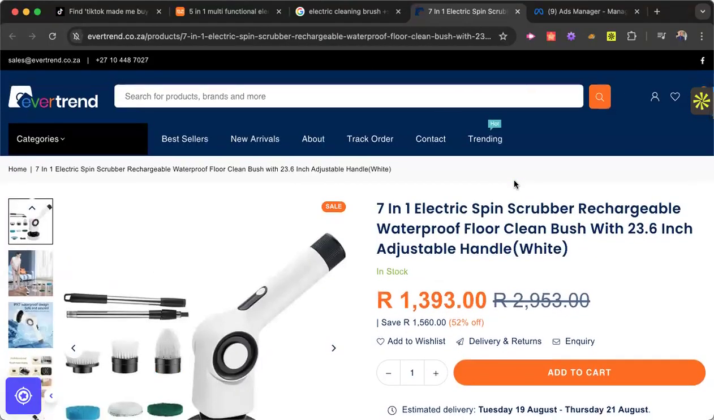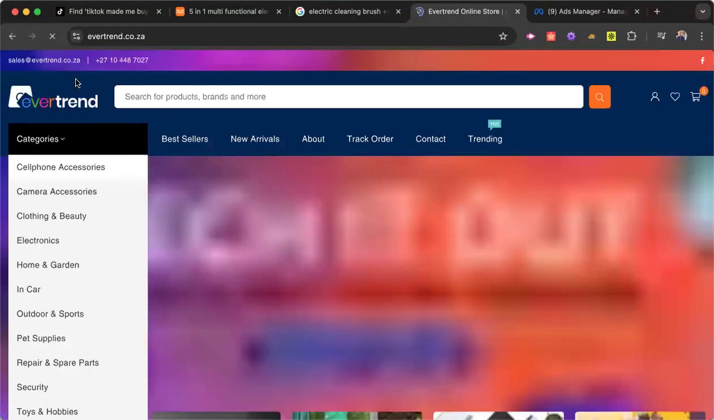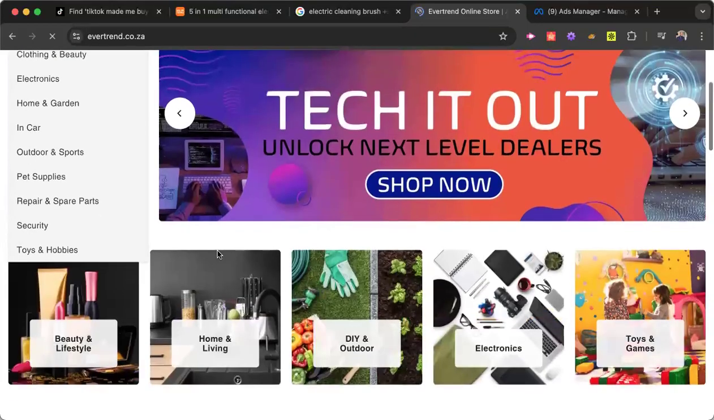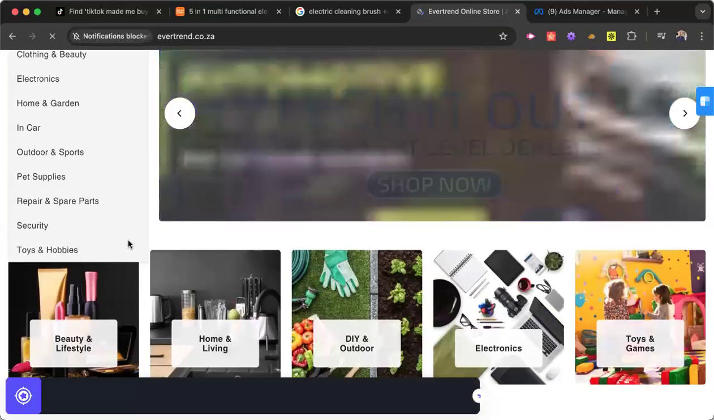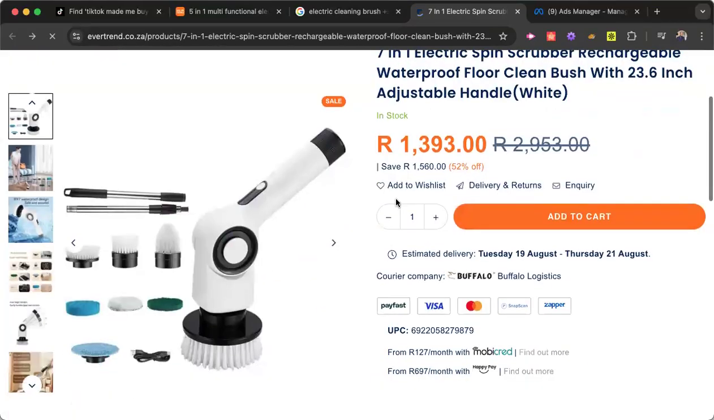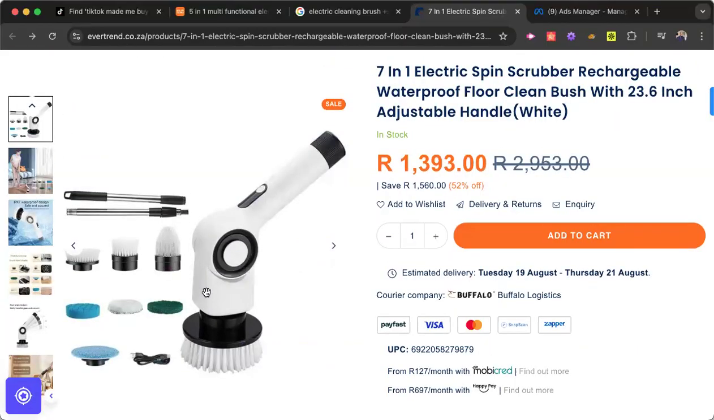Every trend 7-in-1. Let's go to the actual website. So right now you've got to be thinking again, this is a marketplace. It's not a dedicated site for this cleaner, right? So what we've come to realize is: can we make a better product page? Can we embed a video? Can we put in some more lifestyle images?